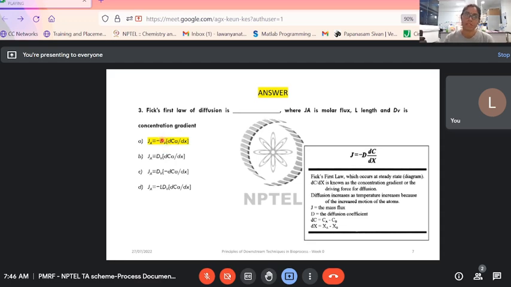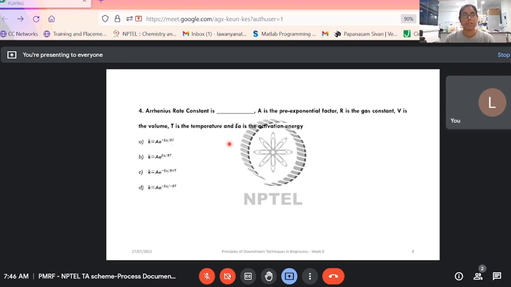This constant is still dependent upon the temperature, pressure, and all other environmental factors. However, the flux is predominantly dependent on the concentration gradient, and you have a negative sign here simply because diffusion happens from higher to lower concentration rather than lower to higher. Therefore, you have the negative sign here. It shows that there is a directional movement from higher to lower concentration.